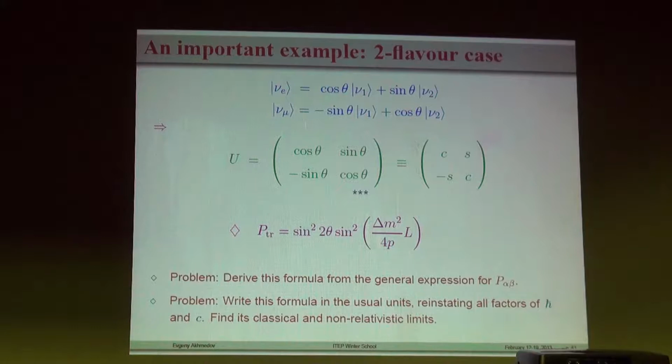Now, I gave you several problems at my last lecture and the previous one, and I want to continue with this, so some more problems now. First, derive this formula from the general expression for neutrino oscillation probability. And second, go back to the normal units in which h bar and c are not equal to 1. Reinstate all the necessary factors of h bar and c, and look at how the formula will look in this case. And then after that, please find the classical limit and non-relativistic limits of the oscillation probability and see what you get as a result.